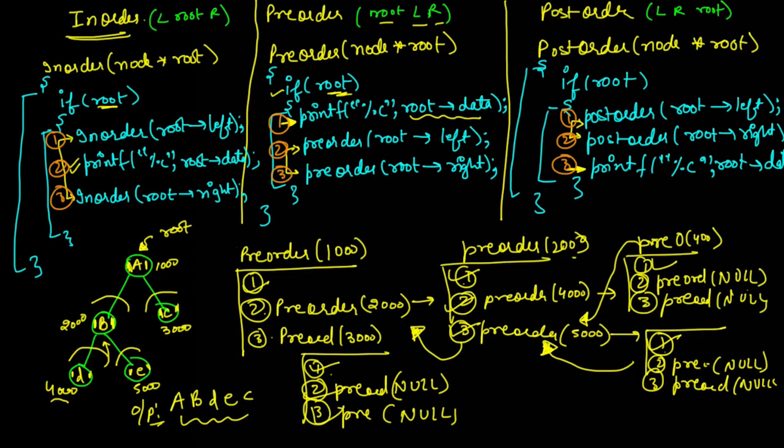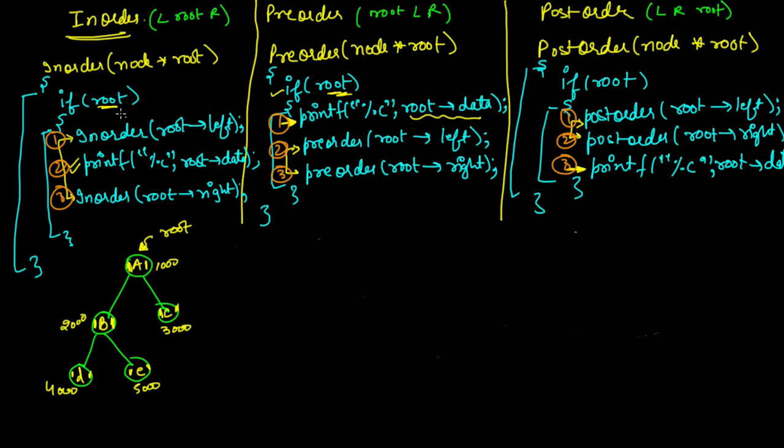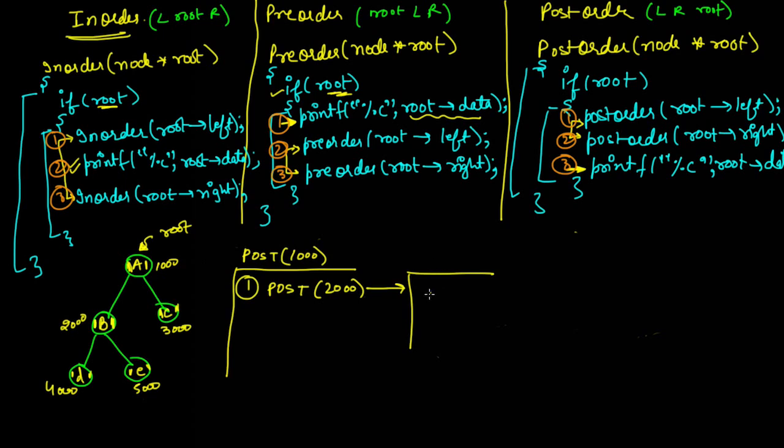Now let us see the post order traversal. In this case it will initially call post order 1000, and in this post order 1000, it is initially going to execute line number 1, which will be calling post order 2000. So when we call post order 2000, it is initially going to execute line number 1, which will be post order 4000.